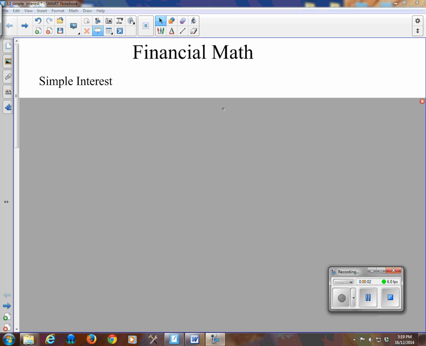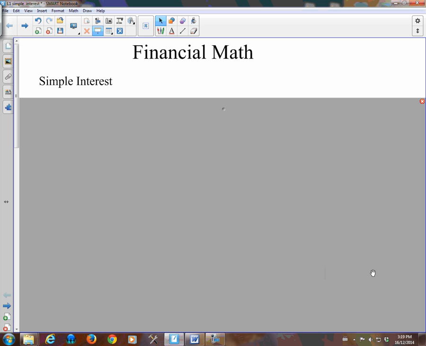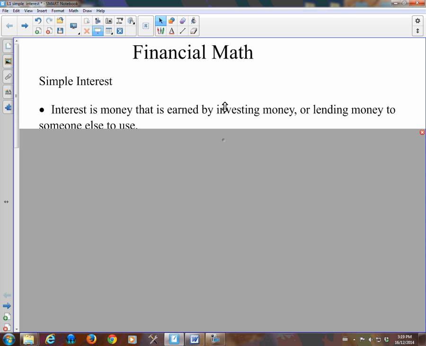Unit 5, Lesson 1 of our financial math. So we're going to talk about money for our last unit. Simple interest is how we're going to start. You should have the note in front of you ready to fill in some terms.